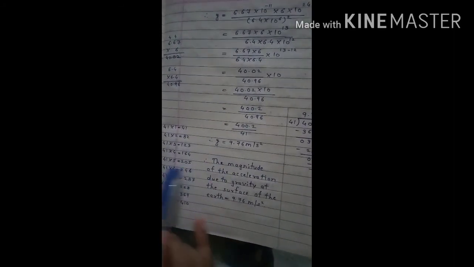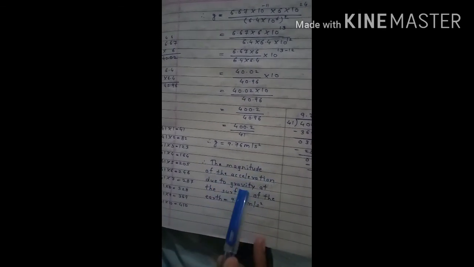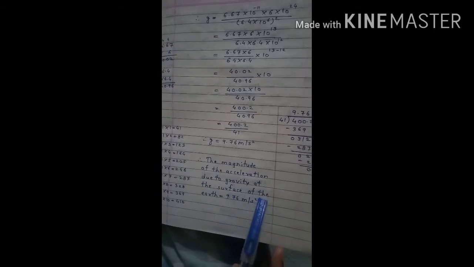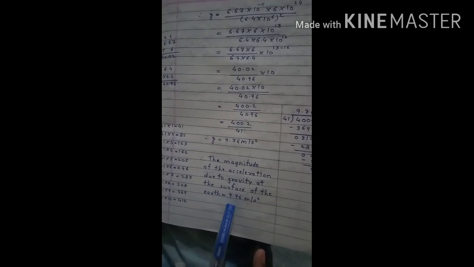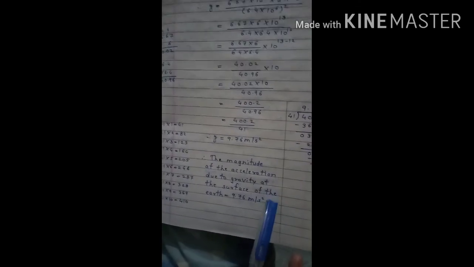Therefore in words we can write the answer. The magnitude of the acceleration due to gravity at the surface of the earth is equal to 9.76 meter per second square.